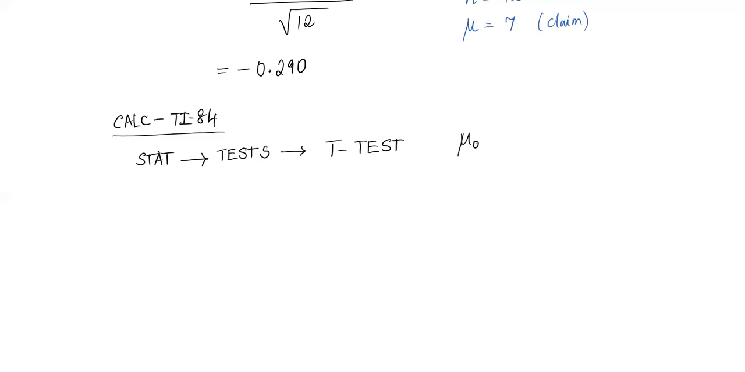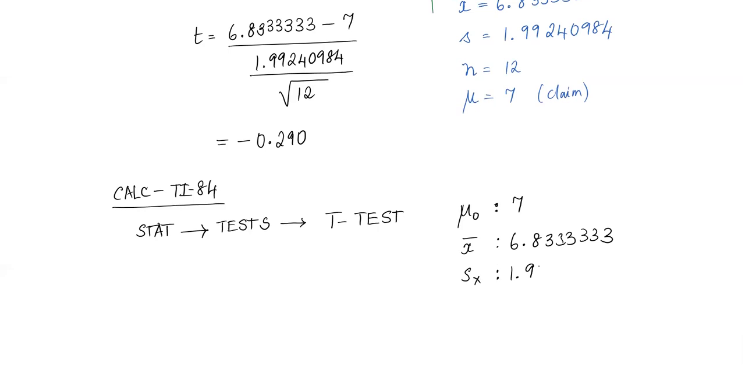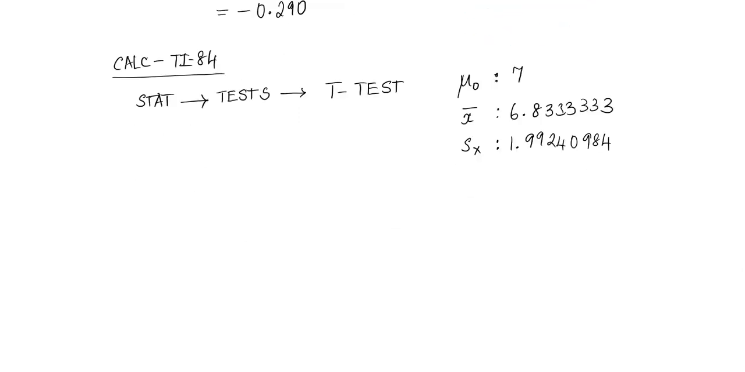But if you're using the stats, I'll show you what that looks like here. You have something that looks like mu naught. Mu naught is your mu, the claimed value, you see up here. So enter 7 there. If you're doing the stats version, you're entering the summary statistics, so you will enter the values manually. In this case, you would enter X bar as 6.83333, and then Sx is the next field. For that, you will enter 1.99240984, what we have up there. And your n will be 12.